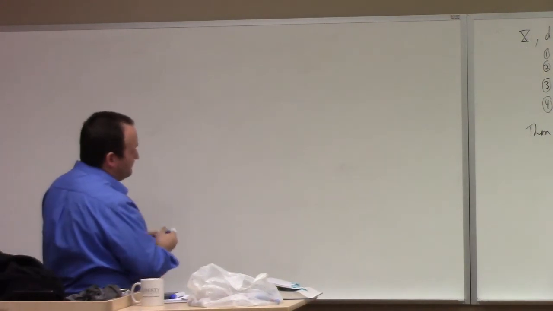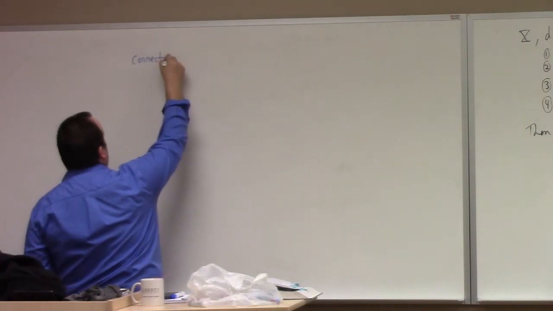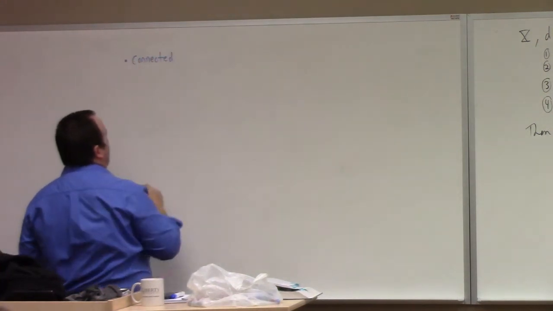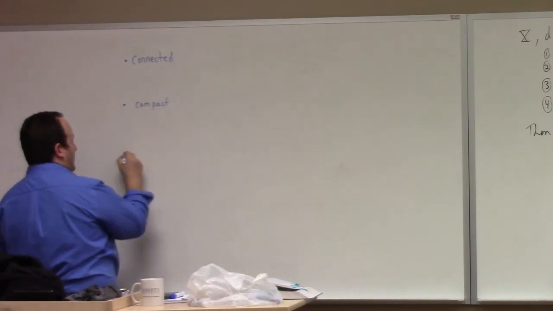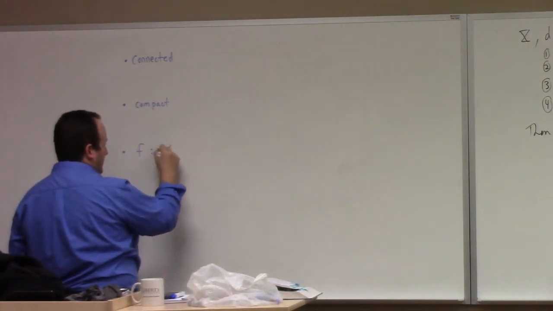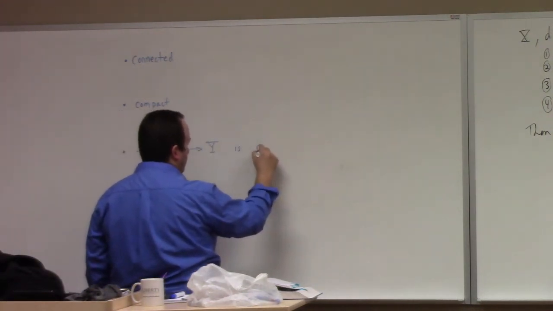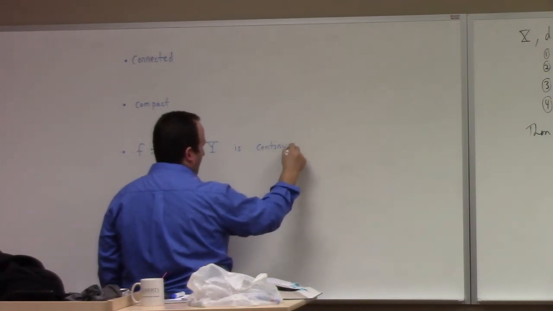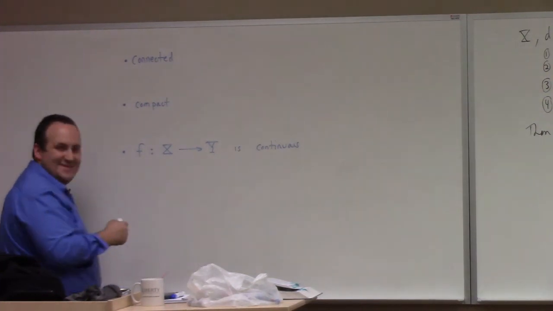So there's other terminology that is connected. We talked about open, we talked about closed. What does it mean for a set to be connected? What does it mean for a set to be compact? And what does it mean for a function which goes from, say, a space X to a space Y to be continuous? How do we define those in terms of topological concepts? So I'll do the last one first.